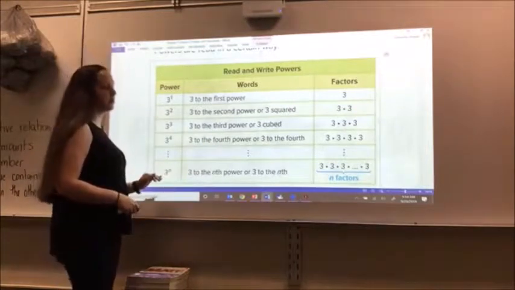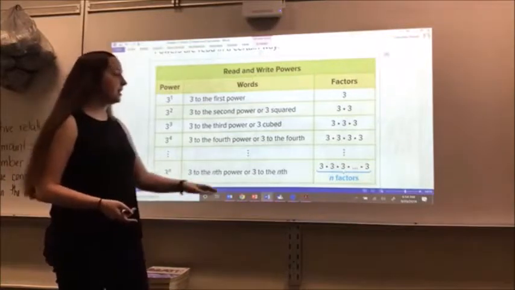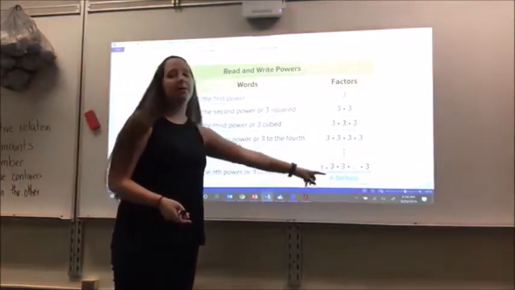So you get down to 3 to the nth. That's 3 to the nth power, or 3 to the nth. That means it has n number of factors.